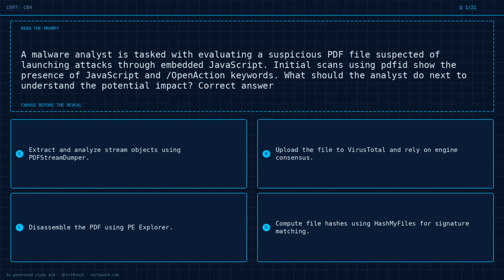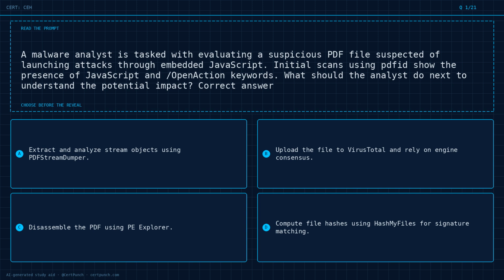Question 1 of 21. A malware analyst is tasked with evaluating a suspicious PDF file suspected of launching attacks through embedded JavaScript. Initial scans using PDFiD show the presence of JavaScript and /OpenAction keywords. What should the analyst do next to understand the potential impact?